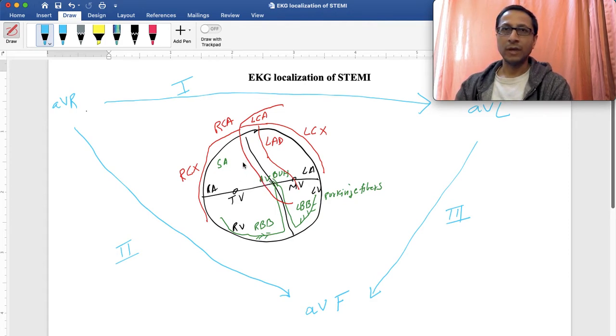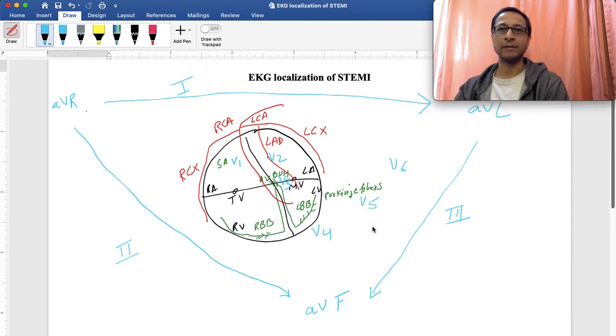With this one, we have V1 over here, somewhere around the SA node and right around the septum. We have V2. V3 is right around the AV node. V4 is right at the apex. And we have V5 and V6 closer to the axillary region. This is called the Einthoven triangle.